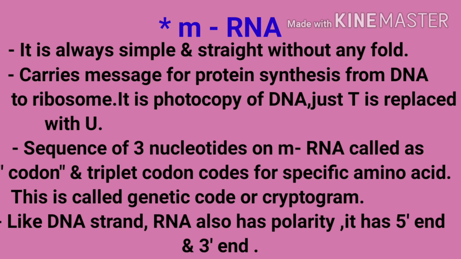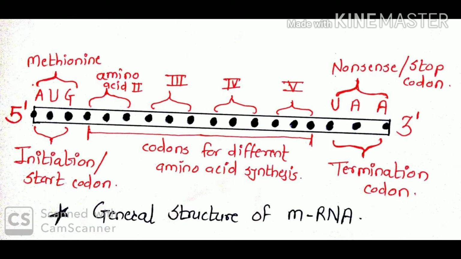mRNA is nothing but a photocopy of the DNA in which just T is replaced with U, that means uracil. On mRNA, a linear sequence of nucleotides is present, and each group of three nucleotides present linearly on mRNA is called a triplet codon. These triplet codons code for specific amino acids. This is called the genetic code.